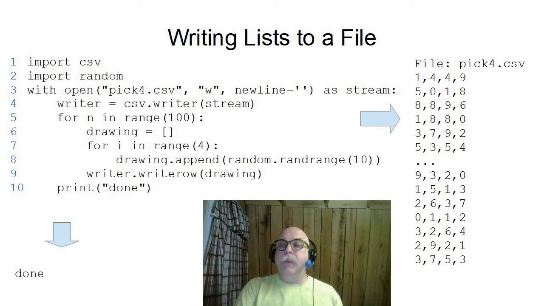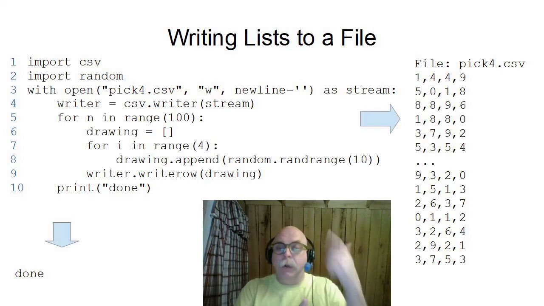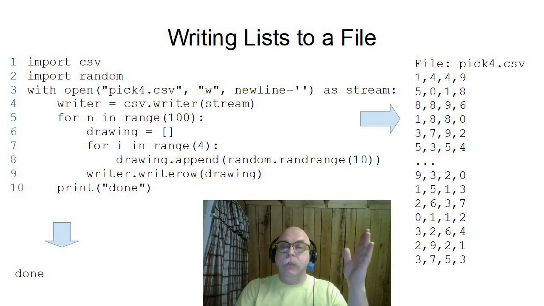On line 5, I say for n in range(100), because I want to repeat 100 times, writing 100 lines of random numbers out. I then create a list called drawing. Take a look at what I'm doing on lines 6, 7, and 8. This is kind of a review right out of the random chapter, where I create an empty list and append 4 random numbers between 0 and 9: drawing.append(random.randrange(10)), 0 through 9.